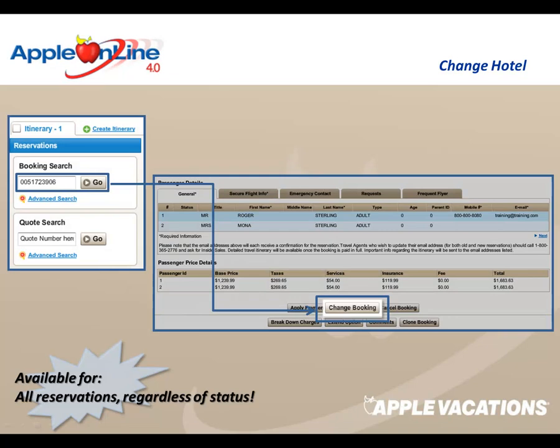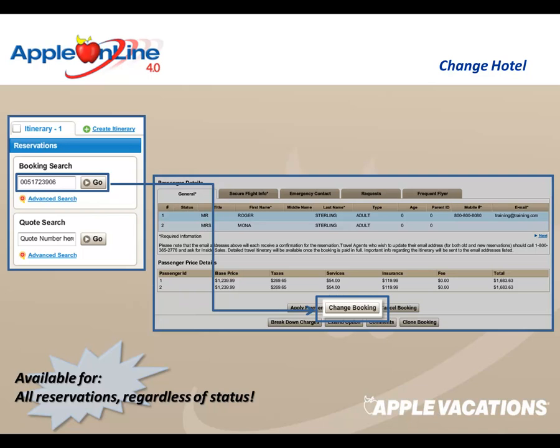Are your clients looking to upgrade their stay? You couldn't be happier to accommodate. This really is easy. Let's enter our booking number in the appropriate field and click Go to display the reservation recap. Locate the Change Booking icon at the bottom of the screen and select it to display the new itinerary tab prefaced with a CB for Change Booking.